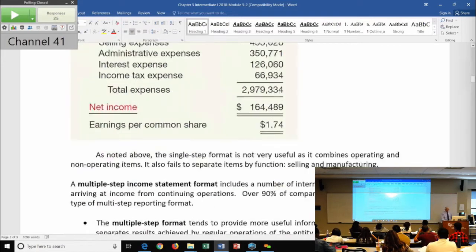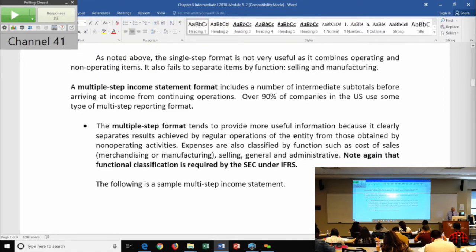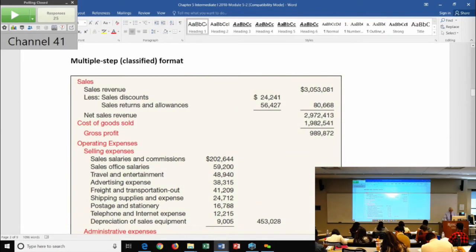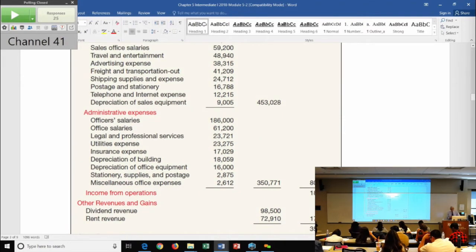Therefore, the multi-step, which is used by 90% of the companies in the US, will give you a much more detailed statement. It breaks out by nature, operating and non-operating, and by function, which again is only required by the SEC and IFRS. So here's an example. This is way over the top in terms of detail. But you've got your sales, cost of goods sold. Cost of goods sold is part of operating, but if you think about it, it's also part of manufacturing. If you had to classify it, then you've got all of your selling expenses broken out separately, and then all your administrative. Then you have your income from operations, your other revenues and expenses, so you can see the detail. It gives you a lot of useful information, especially for the gross profit margin.